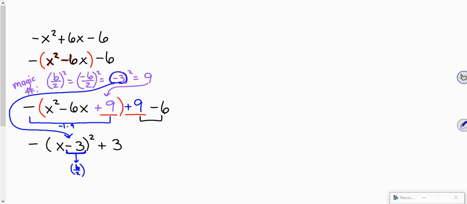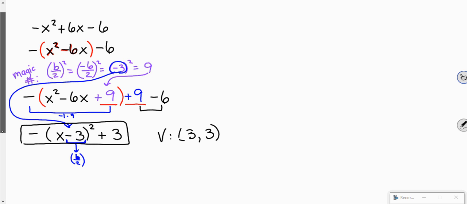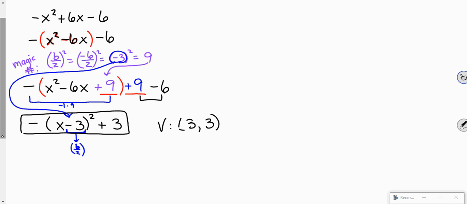So this right here, I got some markings on it, but that is vertex form. So my vertex is going to be 3, 3. Of course, I love the dead spots in my board. My vertex is going to be 3, 3. And it's going to point down because of the minus out in front.